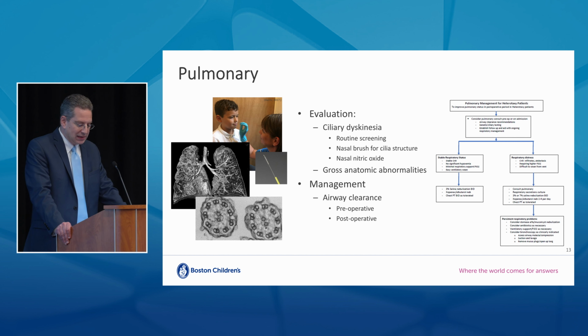That includes a nasal brush for cilia structure by electron microscopy. For older patients, nasal nitric oxide. Frequently, these patients are identified to have gross anatomic abnormalities as well. And one of our aspirational goals for the program is to make sure all of those who do have cilia dysfunction have an airway clearance regimen preoperatively and postoperatively.